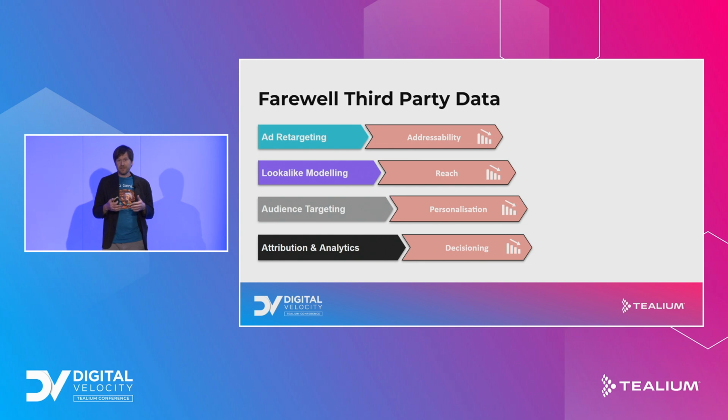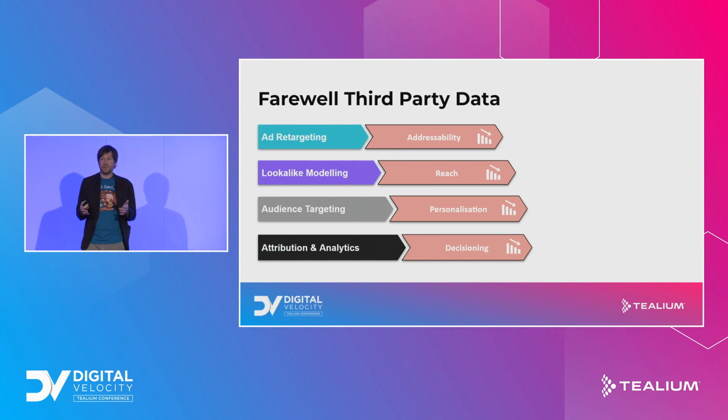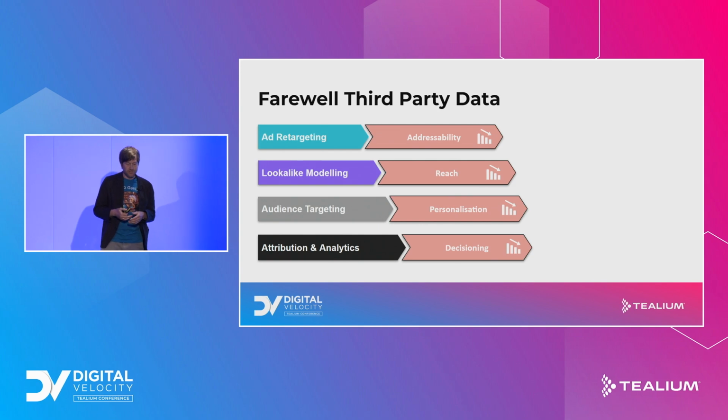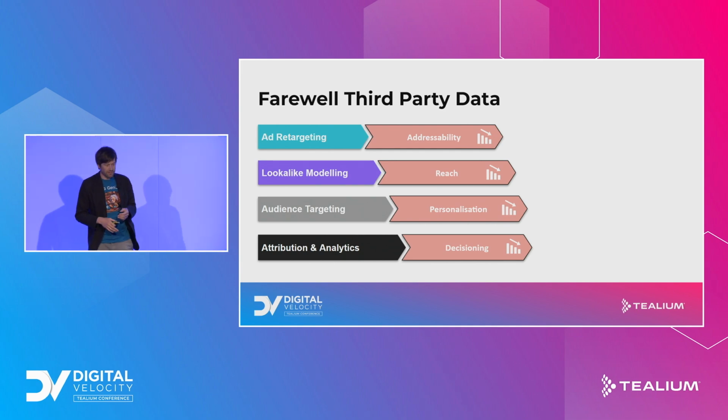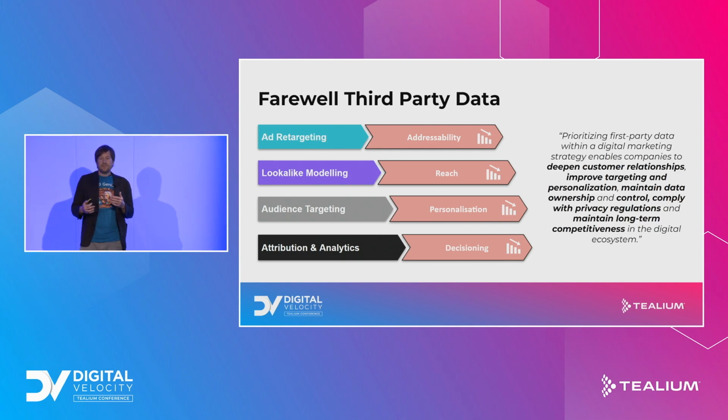Audience targeting: the impact of my personalization strategy and activities is decreasing, because nobody will literally see it. And with analytics and attribution, you're taking the wrong decisions because the data that is available is wrong, or showing different, not the right things. So there needs to be a shift.